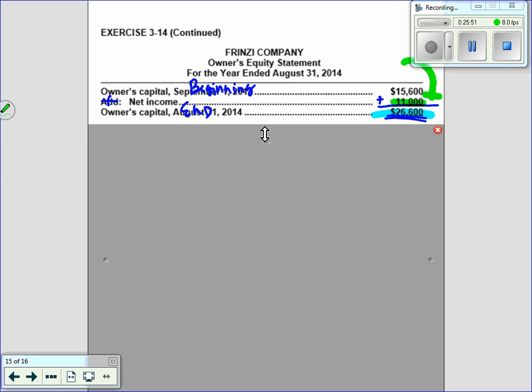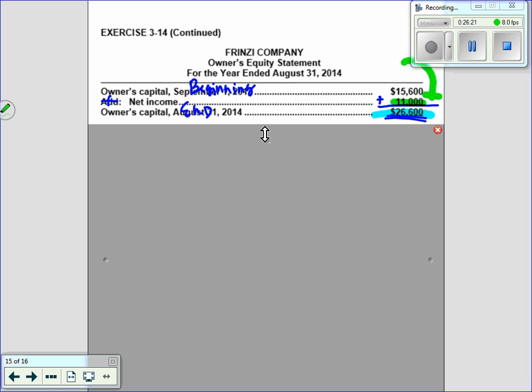Owner's capital, comma, beginning. I don't like when they put the dates. I like just beginning and end. If you're fine with dates, great. But owner's capital, comma, beginning. Where are we going to get that number? Owner's capital in the adjusted trial balance. So that owner for the year of 2014 brought in $15,600. You will find out in a future chapter that's what's called a permanent account.